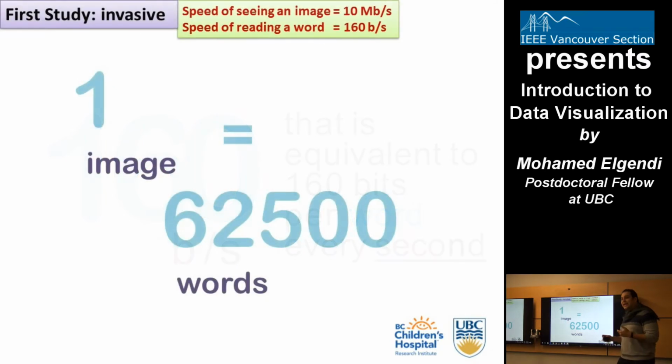If you want to compare one image, an image actually has 62,500 words according to the assumptions and the hypothesis and the study that I just discussed with you. One image, 62,000 words, for that invasive method.